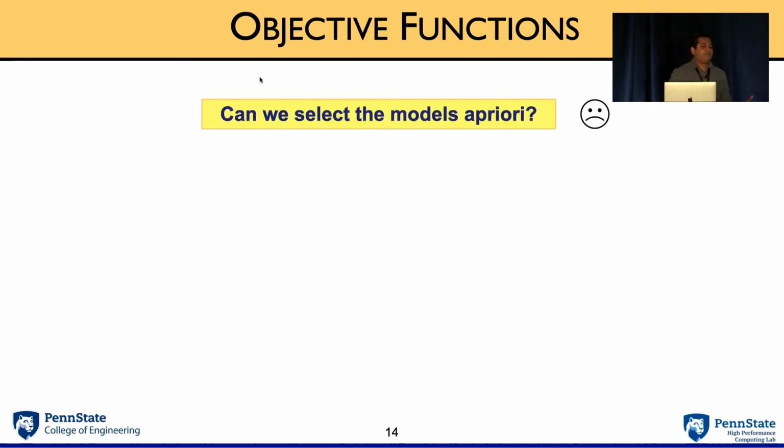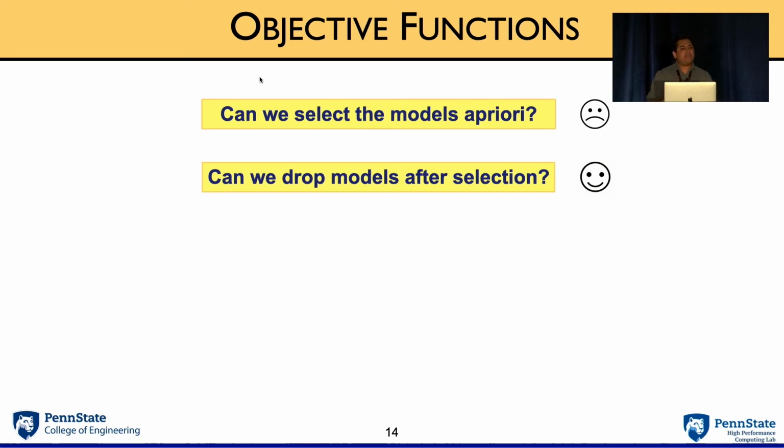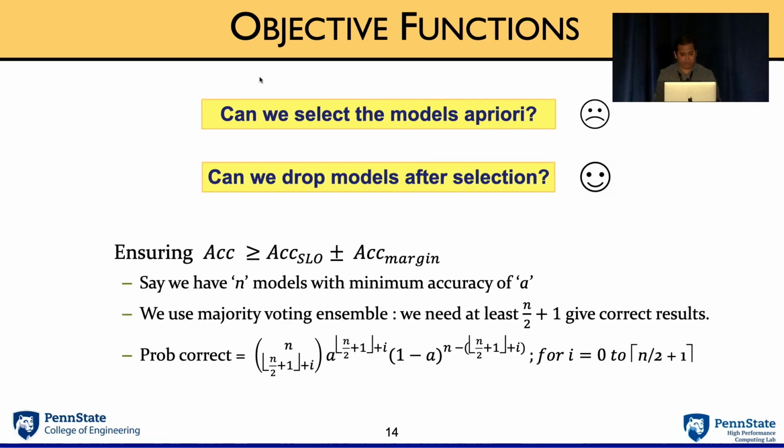Now, is there a way we can know what models to select? We cannot select this model a priori. We don't know what kind of inputs we are getting. And obviously, finding the best set of models is a very hard problem. But is there a way we can actually select a lot of models and drop some of them when we are doing the inference? Turns out that is a bit easier.